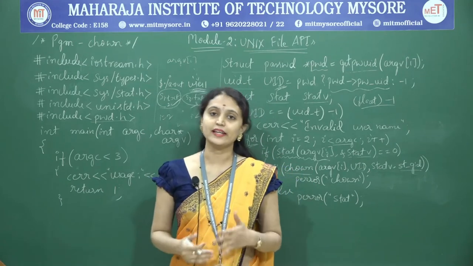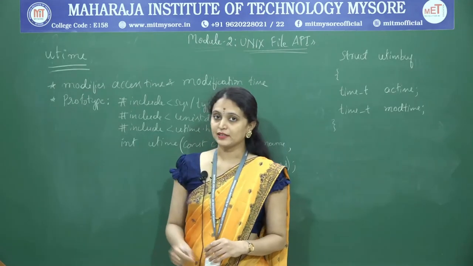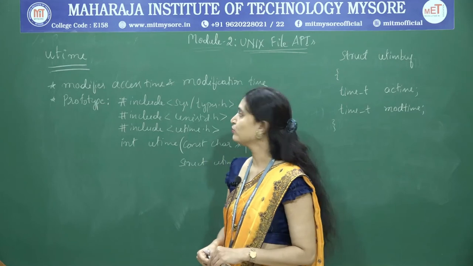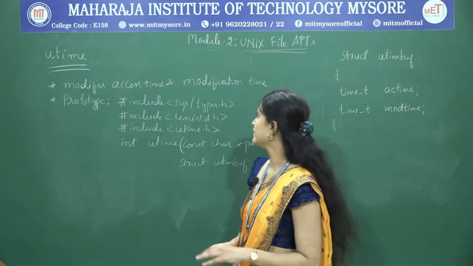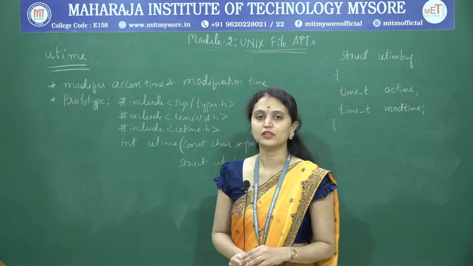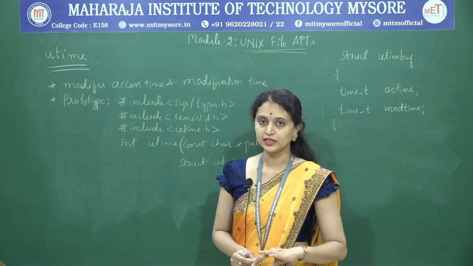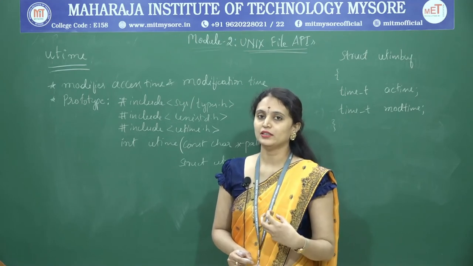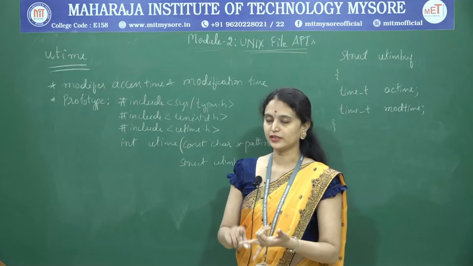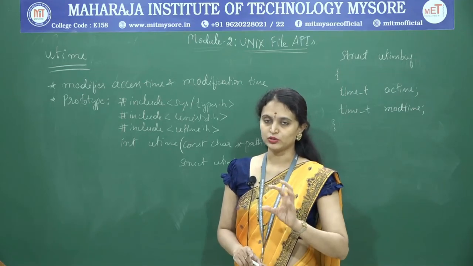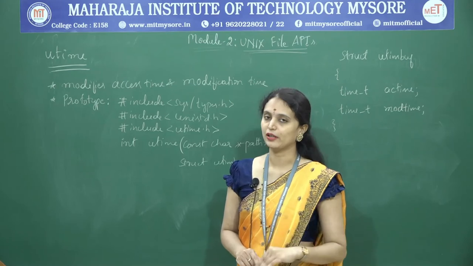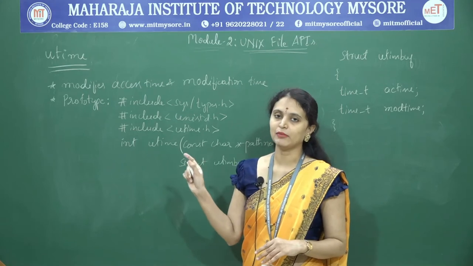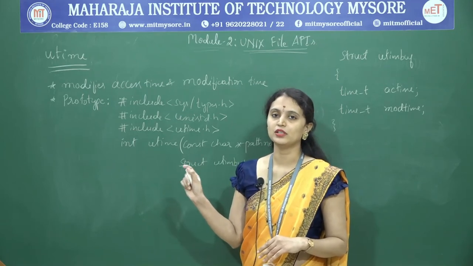Now, let us look into the next API. The next API is the utime API. This API is used to modify the access time and the modification timestamps of a file. When I was explaining the file attributes of a file, we discussed that there are the last access time and the last modification time. Those are the file attributes available with a particular file. Using this function, we can modify the access time and the modification timestamps of a file.